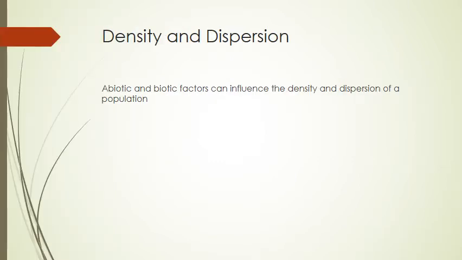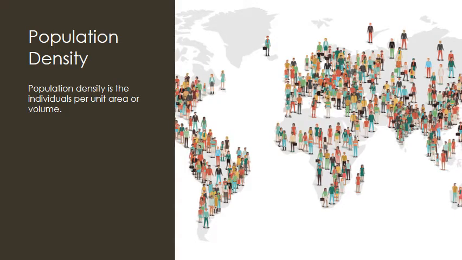So both these biotic factors and these abiotic factors are going to influence density and dispersion. We haven't talked about density yet, right? So here's where we talk about density. Population density is the amount of organisms per unit area. In Chesterfield, we have a much higher population density than out in the countryside. There are more people living in one square unit of the area.